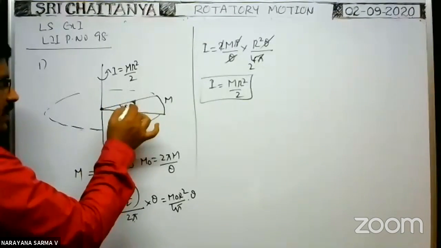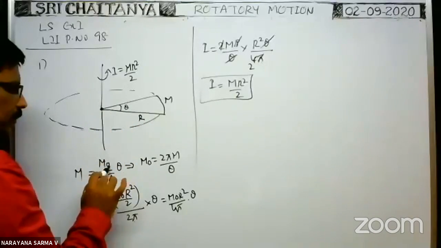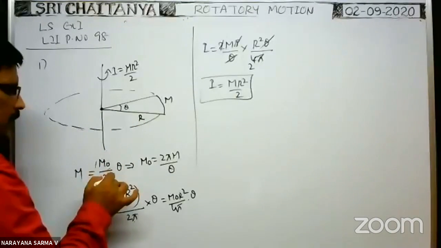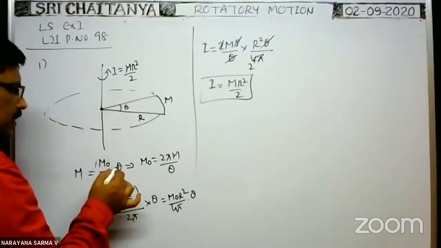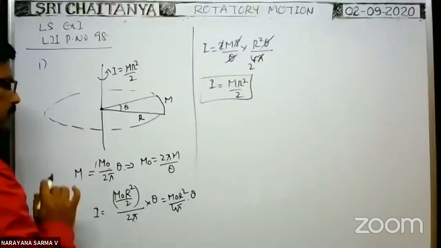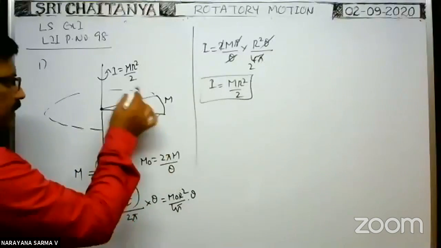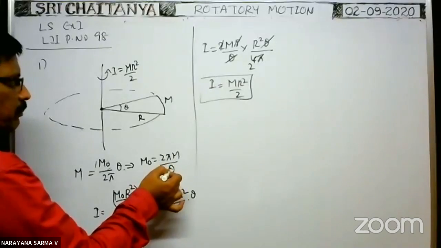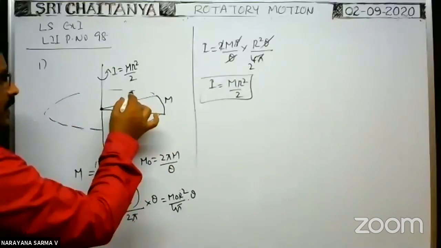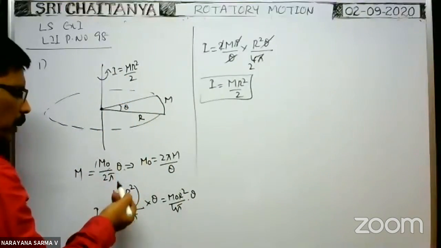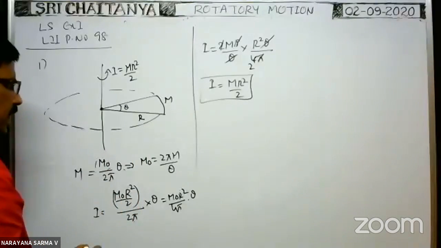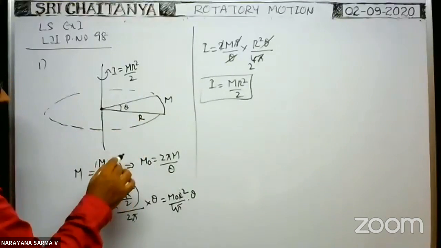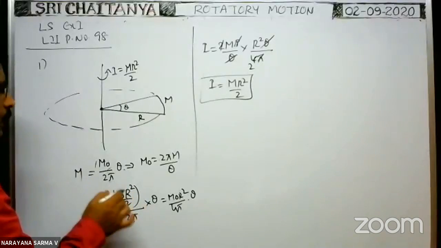Then what is the mass of the sector which makes an angle theta at the center? It is mass per radian into theta, that is given as m. Therefore, from this, the mass of the entire disk is equal to 2 pi m by theta, no? Because the moment of inertia of the entire disk about this axis, we know the formula, is mr square by 2.